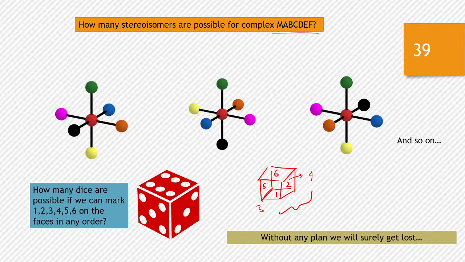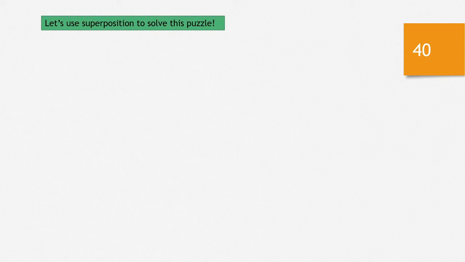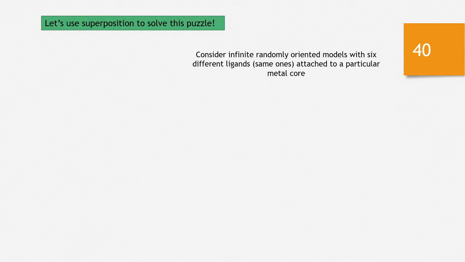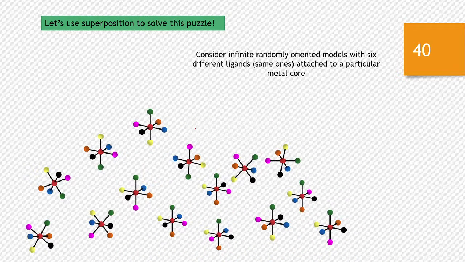Okay, so without any plan we will surely get lost. So let's have a plan. We will use superimposition to solve this puzzle. I will consider first of all infinitely many randomly oriented models with 6 different ligands, like this. Suppose they are infinite, there are many models like this. Because they are infinite, I hope that all the different molecules which are possible, there is at least one of them inside this infinite sample.